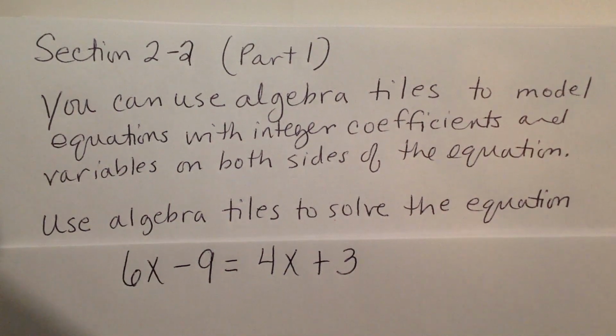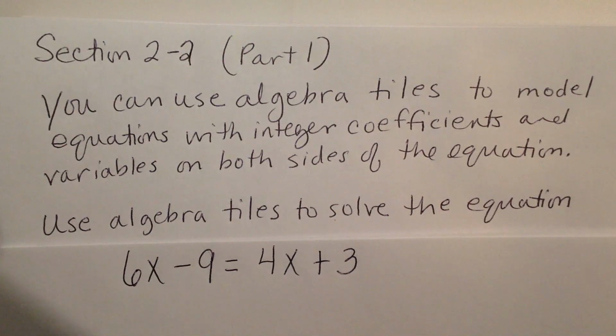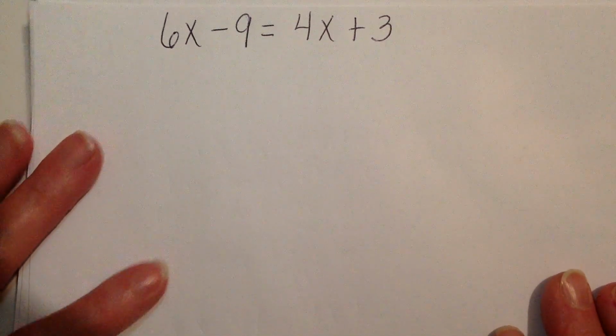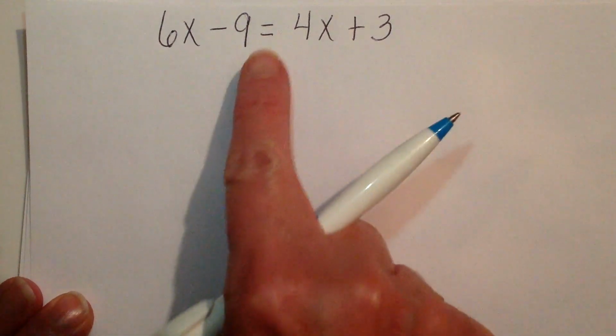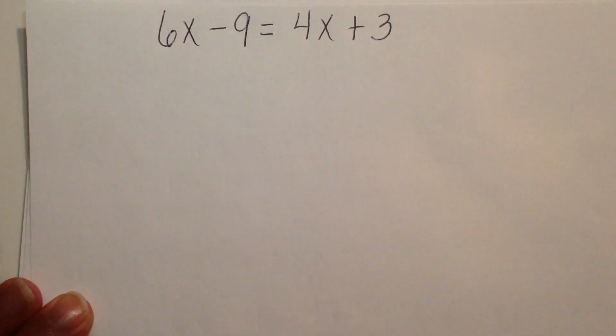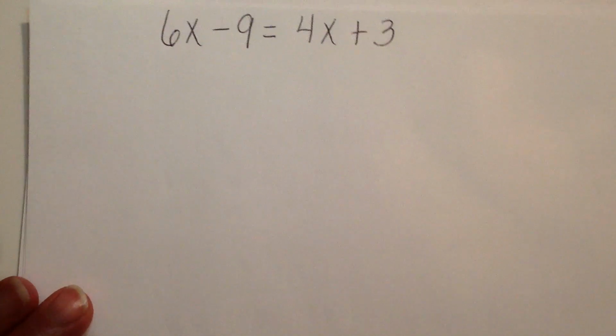Section 2-2, Part 1. You can use algebra tiles to model equations with integer coefficients and variables on both sides of the equation. Use algebra tiles to solve the equation. Notice I have an equation of 6x minus 9 equals 4x plus 3. I have an equal sign in the middle. This time I have an x on the left and an x on the right. So we're going to use algebra tiles to model this equation.